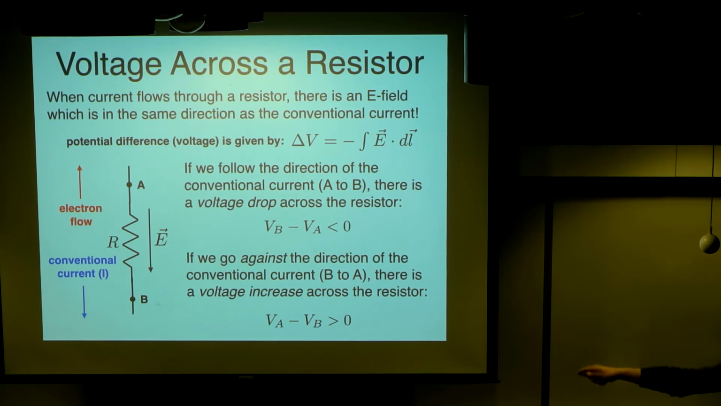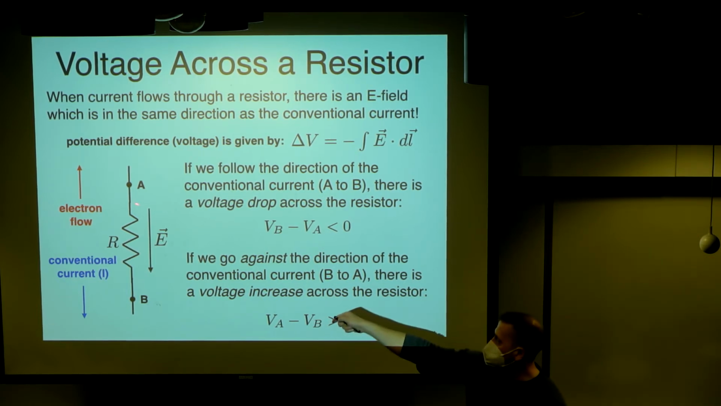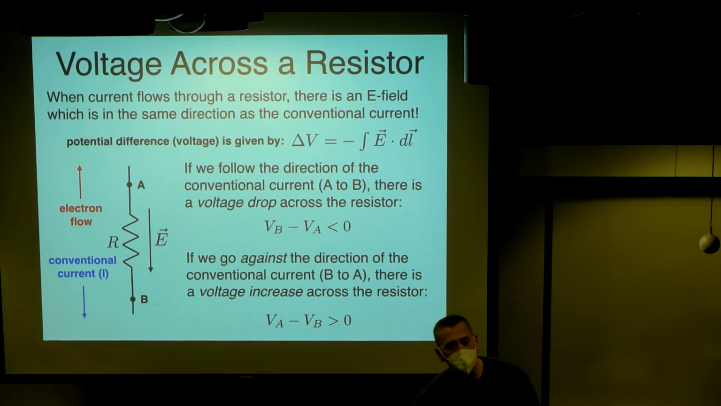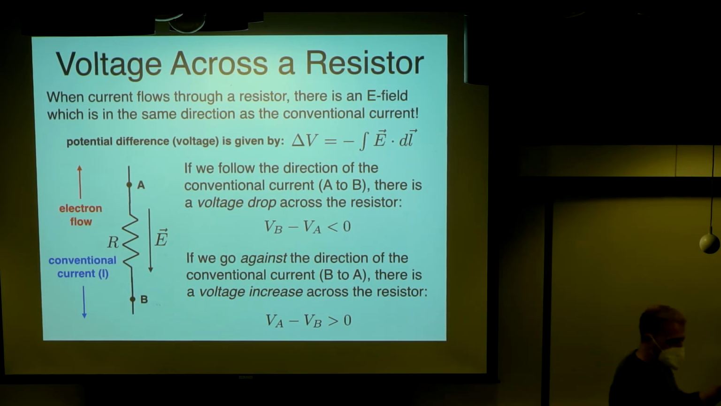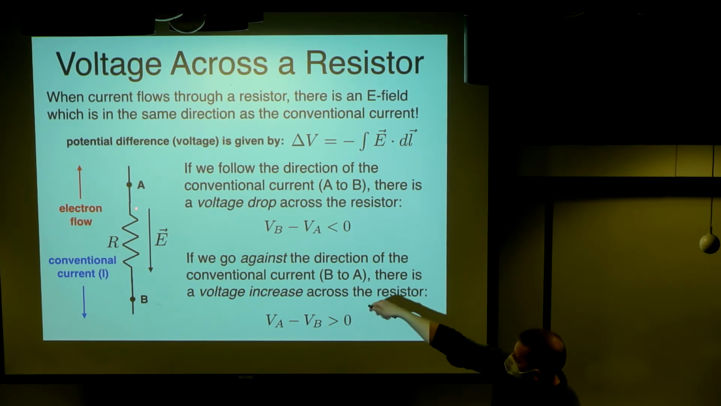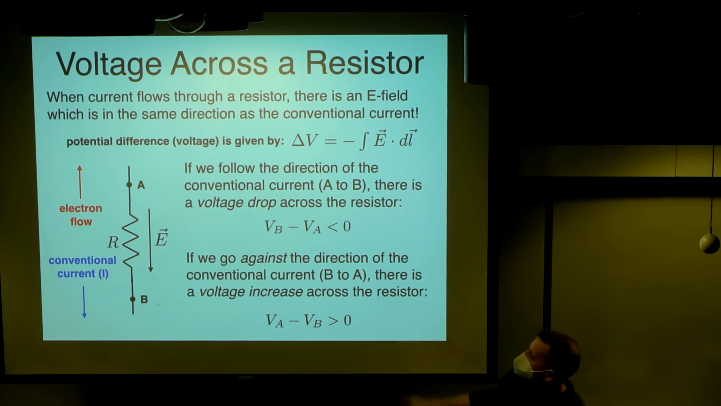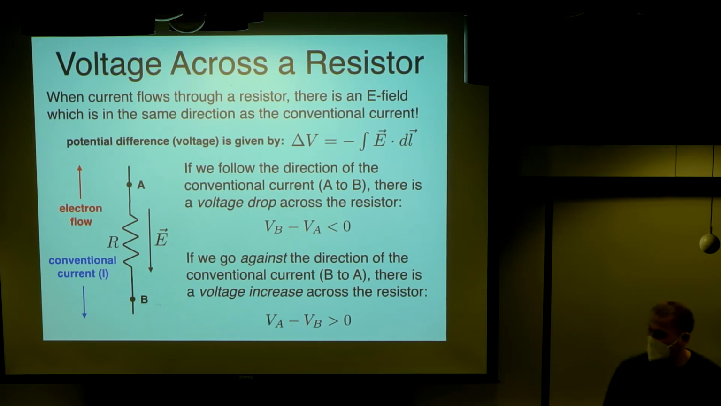So if we go from A to B, are we going with the E field or against the E field? With the field. So we're going with the E field, right? What kind of potential difference do you get when you're going with the E field? Positive or negative? Negative. You get a negative delta V, remember? Going with the E field, because of this overall negative sign in the definition of potential difference, okay?